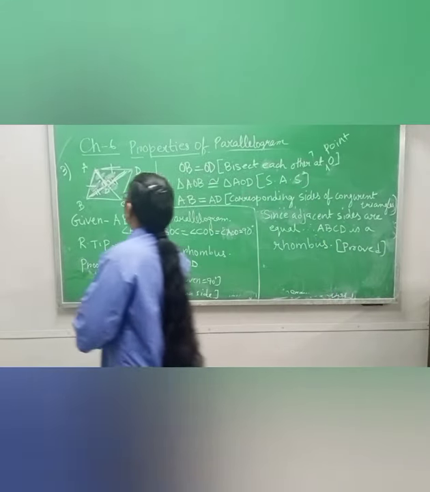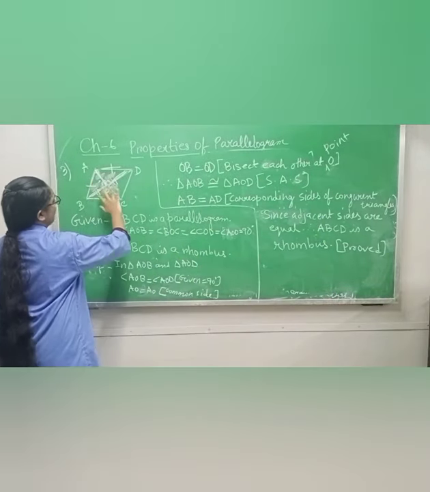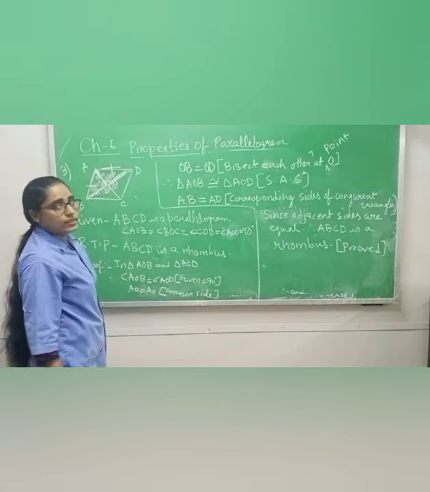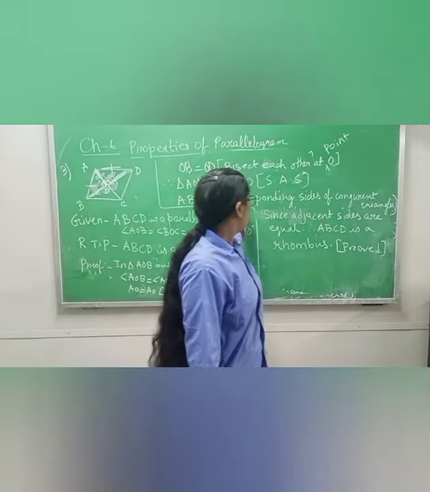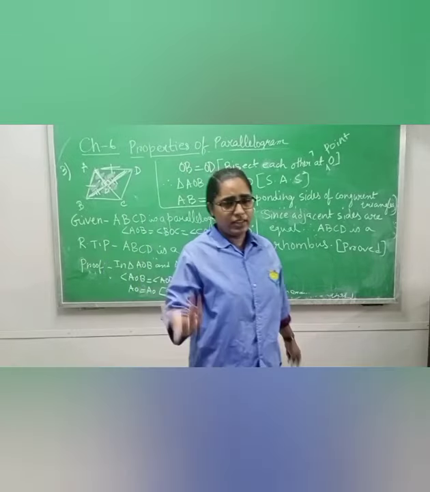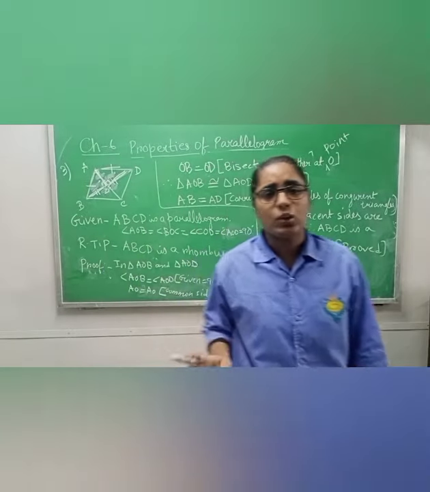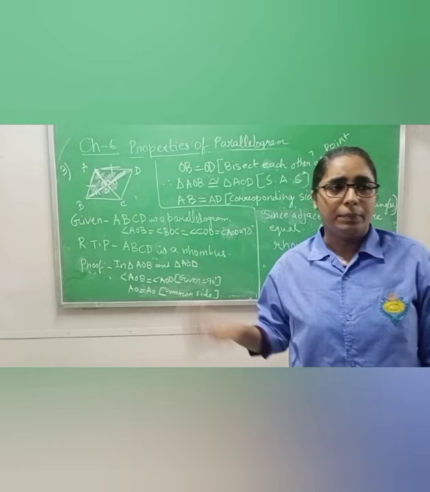Similarly, you can prove it between these other two triangles. You will get the same thing. All sides you will get equal. If you show two sides equal, it means the rest of the sides are also equal when you prove it. Okay, complete this one.